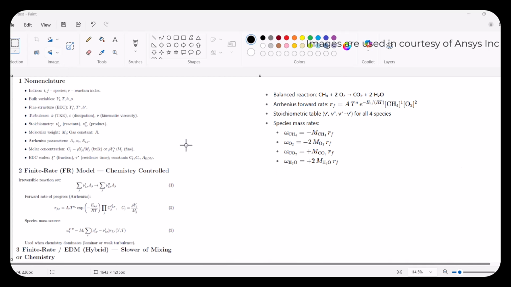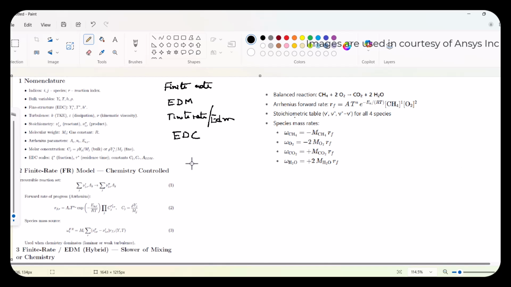Hi, in this video we'll discuss the difference between the combustion models that are present in Ansys Fluent. Those are finite rate, eddy dissipation model, finite rate/eddy dissipation, and eddy dissipation concept model. So these are the four models that are present in Ansys Fluent.